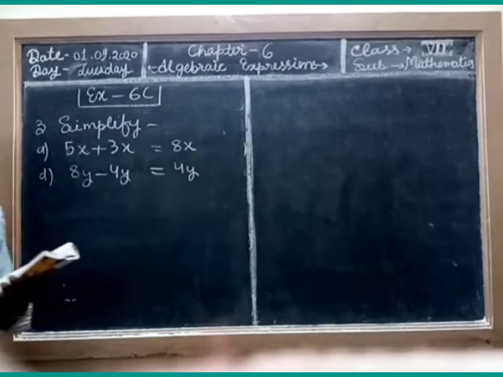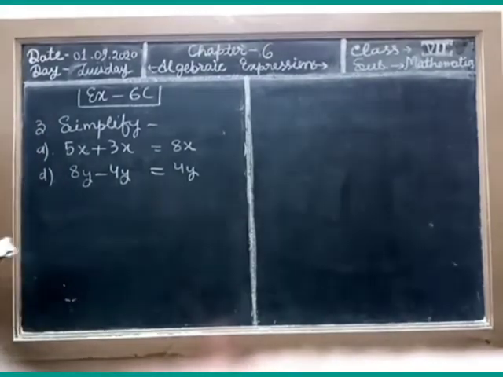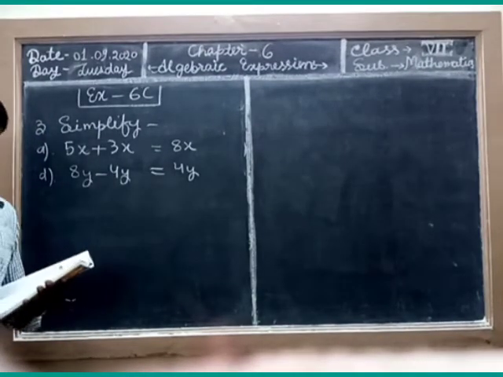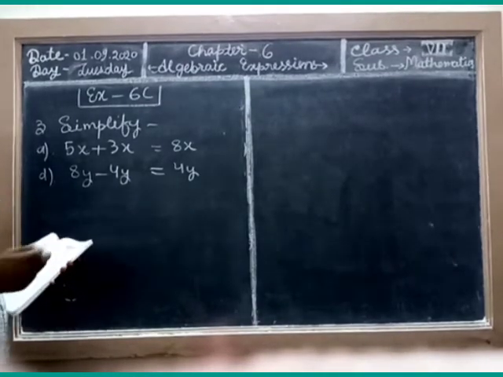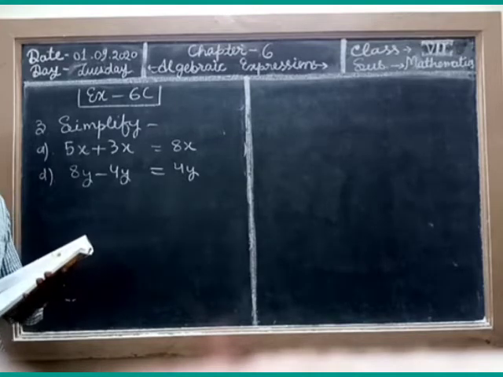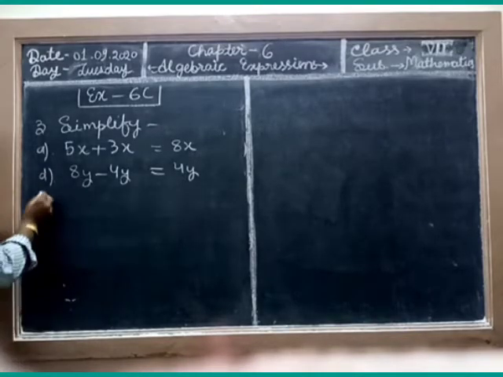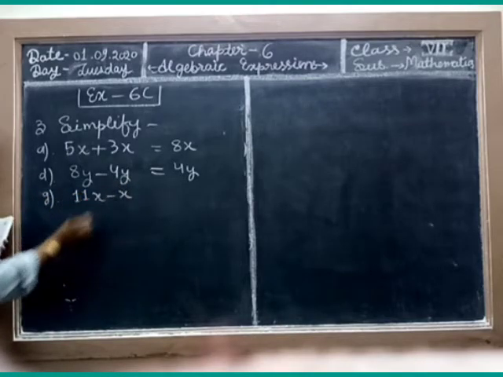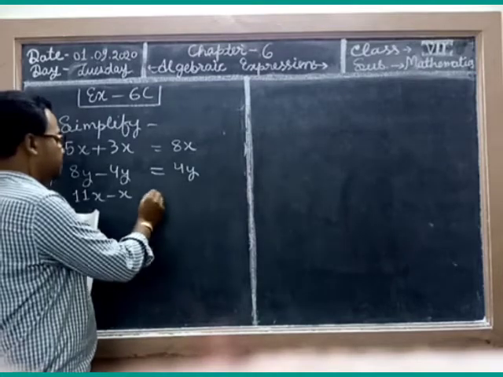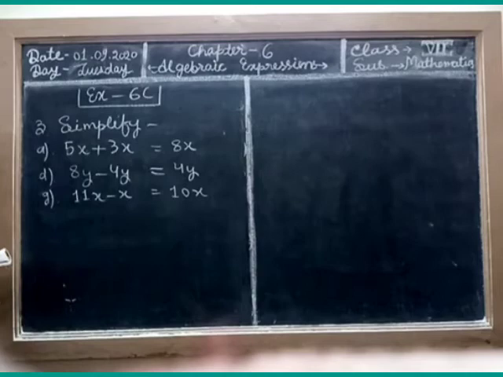So it is compulsory that the terms will be like terms. In case of unlike terms, they are not further solved. So it is compulsory that if you want to solve the problem, then given terms are like terms. After D, G. 11x minus x. That is 10x. Again they are like terms. Got it? Now question 4.